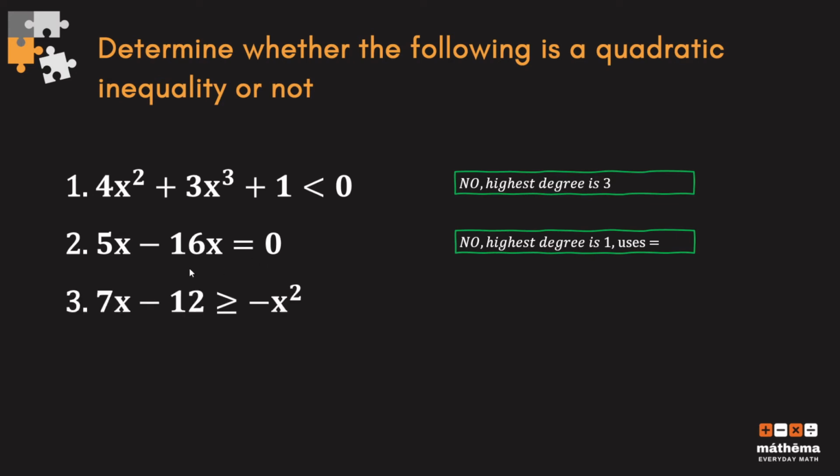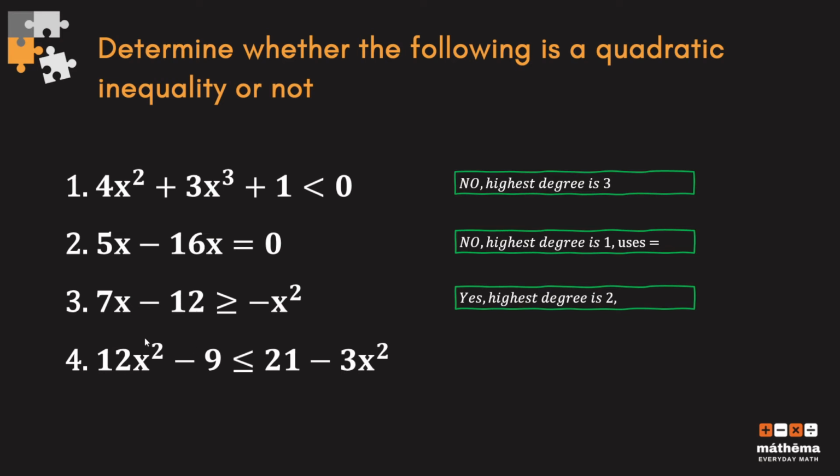How about number 3? We have 7x minus 12 is greater than or equal to negative x squared. The highest degree is 2 and it uses the inequality symbol. Therefore, this is a quadratic inequality. How about number 4? We have 12x squared minus 9 is less than or equal to 21 minus 3x squared. Same thing, the highest degree is 2 and it uses the inequality symbol. Therefore, this is a quadratic inequality. So that is how we identify whether the following is a quadratic inequality or not.